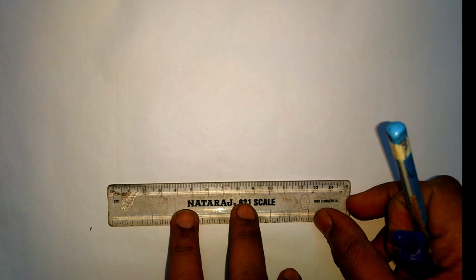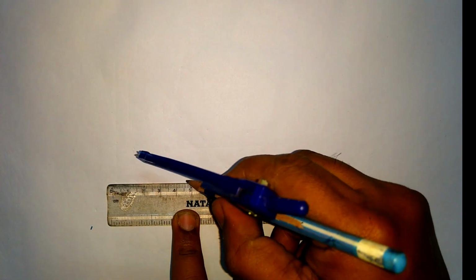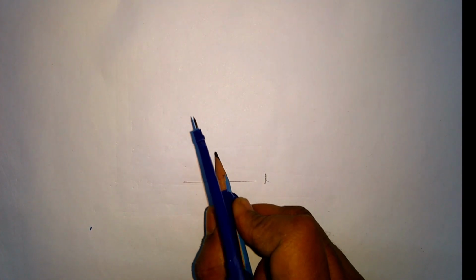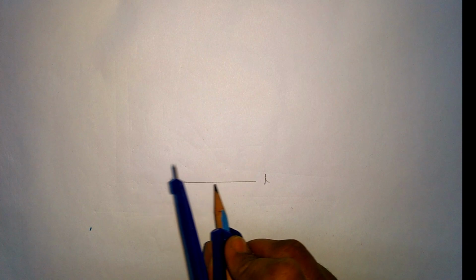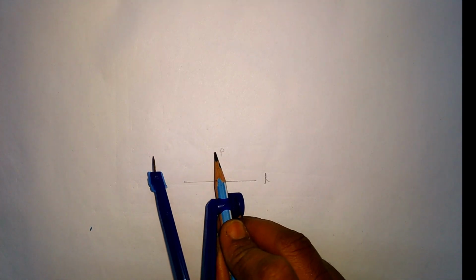So first work will be to draw a line L. So let us draw a line L. This is line L. The next part is we have to take a point P outside it. Outside means anywhere else except this line. So I am taking a point P here. After that we have to draw a line parallel to L, which is passing through this point P.